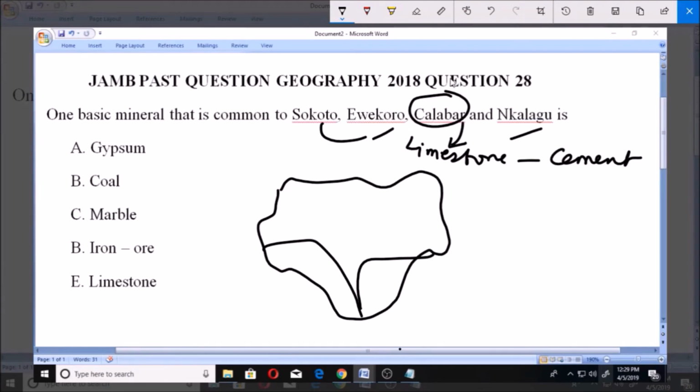Limestone deposits have been discovered in Sokoto along with a host of other minerals. The Nkalagu limestone unit is found around the lower Benue Trough. Limestone is also found near Calabar and is one of the largest and purest deposits in Nigeria. So whenever you hear Sokoto together with Ewekoro, Calabar, and Nkalagu, you know we are talking about limestone, and that is why option E is the answer to the question, limestone.